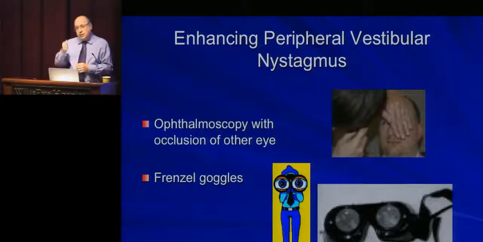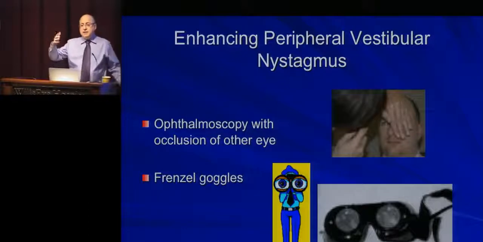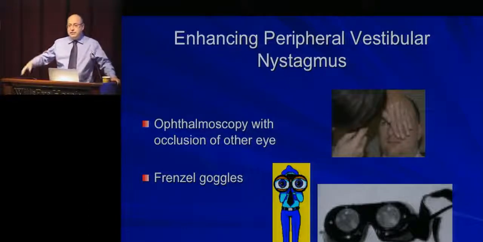So one trick you could do is you can have a dark room, you have them fixate in the distance, you look with a direct ophthalmoscope, and you cover the other eye, as seen here. So they can't fixate, and they can't see because you're blocking both eyes. And you look at the optic disc, and you'll see the optic disc shaking. So you know they have nystagmus.